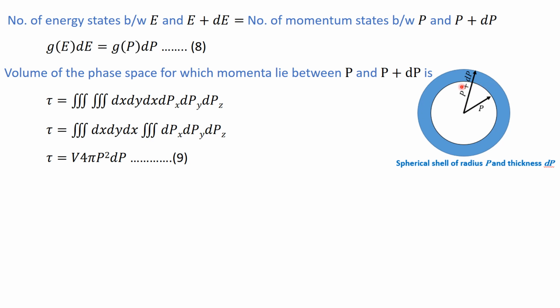So, for example, the surface of this inner sphere will be 4 pi p squared, and if you multiply by the thickness, this will give you the volume, and the thickness is dp. So tau is the volume of the phase space whose momentum lies between p and p plus dp, where this V is the volume in the spatial coordinate system.